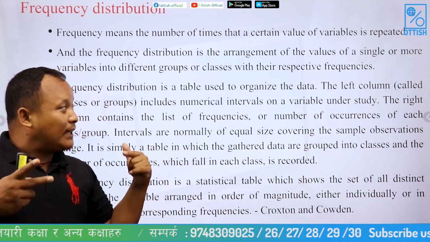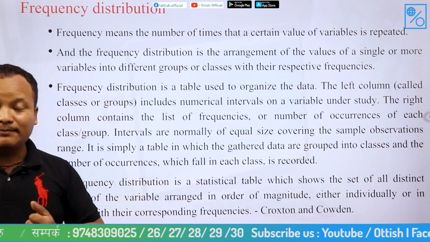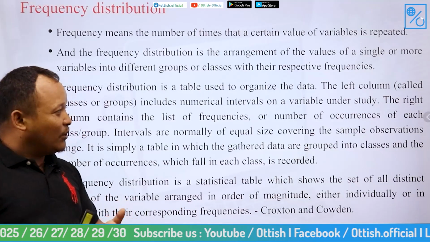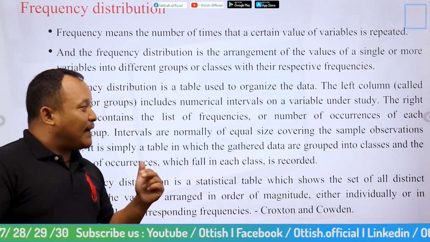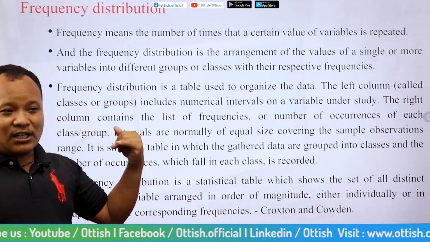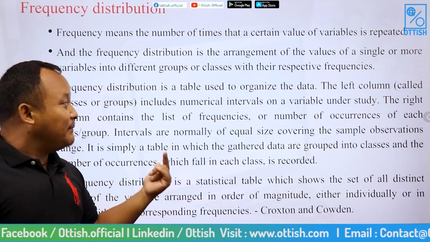You know there are two types of variables, one quantitative and another qualitative. Quantitative means it occurs in numeric form, for example height, weight, or yield. These are quantitative variables. Color and shape are qualitative variables, naming variables.